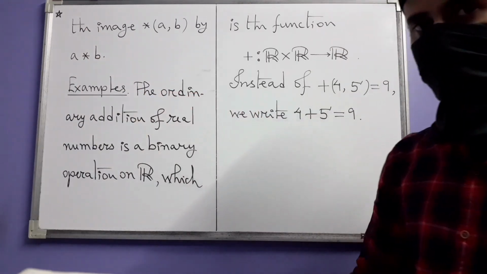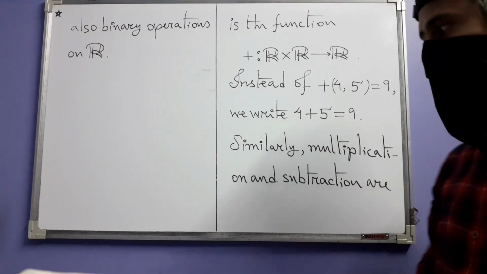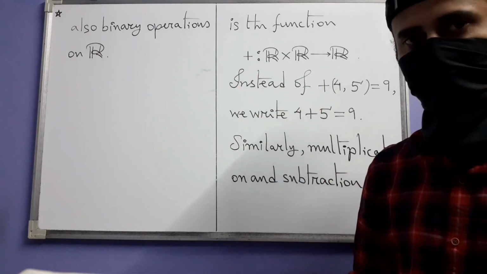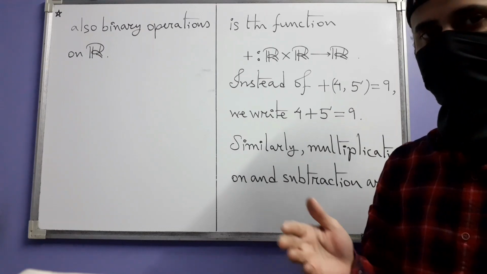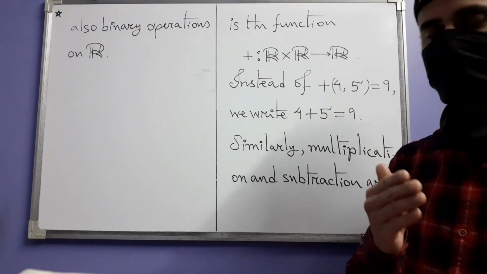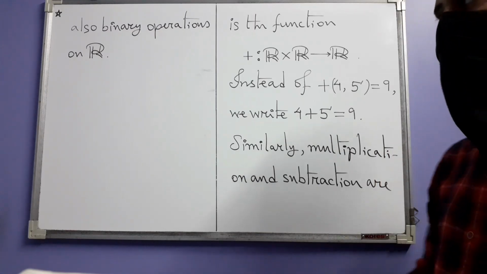Following this simpler notation, similarly, multiplication and subtraction are also binary operations on R. You can take two real numbers and multiply them. That will give you another real number. Or you can subtract one real number from another one. So again you get a real number.